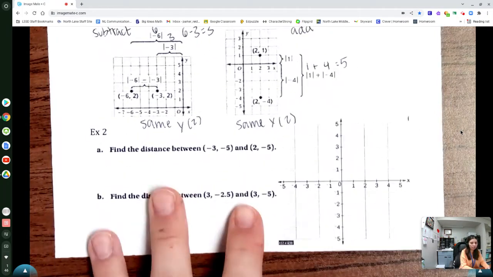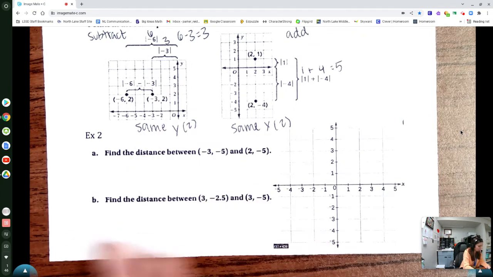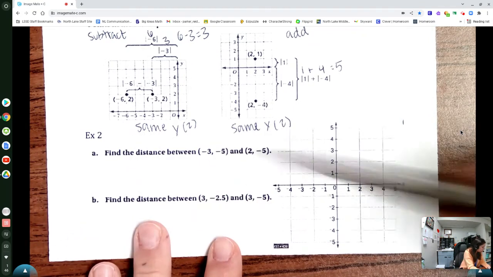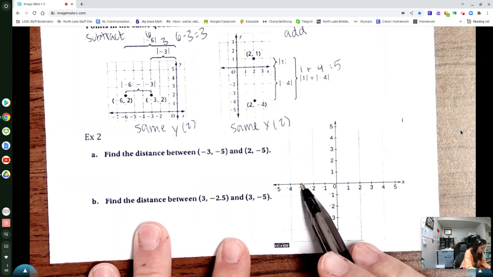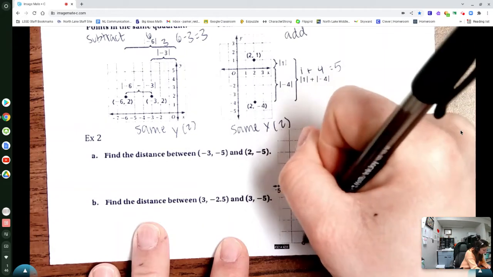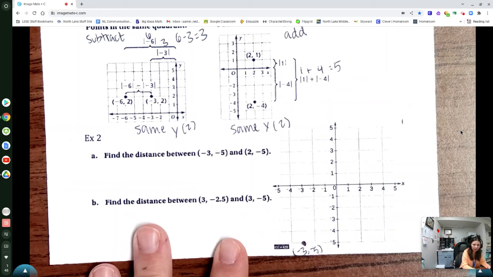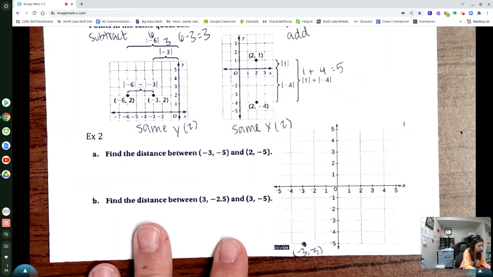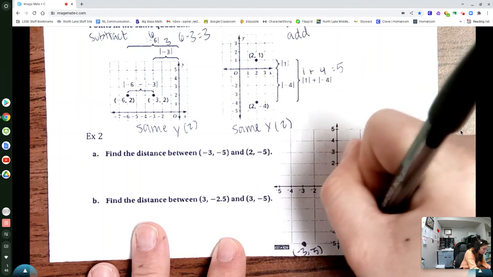It says find the distance between -3, -5 and 2, -5. So I'm actually going to show you on the graph and using the method we learned above. So let's graph both of these. The first one, we'll start at the origin. We're going to walk 3 left because x is -3, and we're going to take an elevator down 5 because y is -5. So here is point -3, comma, -5. I'm labeling it just so I know where it is. And then I'm going to graph 2, -5. So again, start at the origin, walk 2 to the right because x is +2, take an elevator down 5 because y is -5. So this is the point 2, comma, -5.